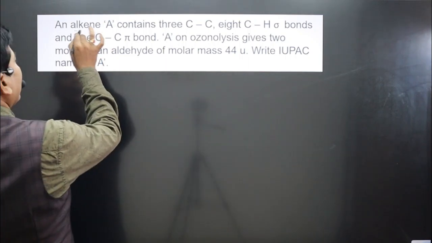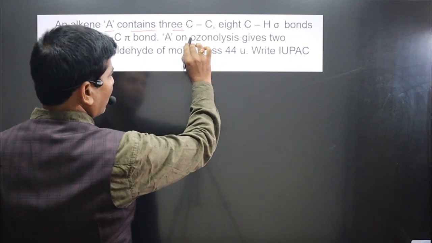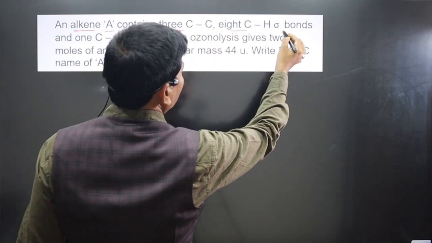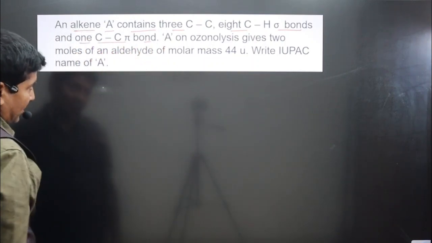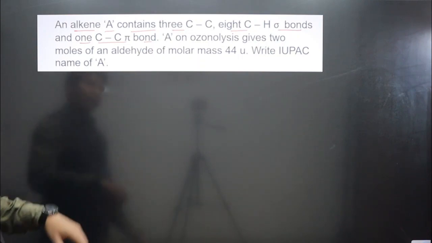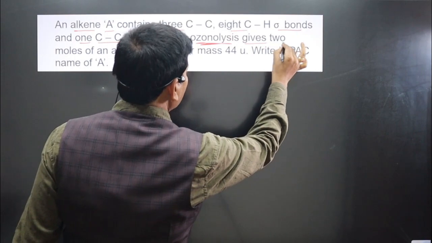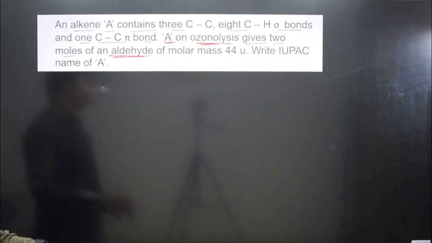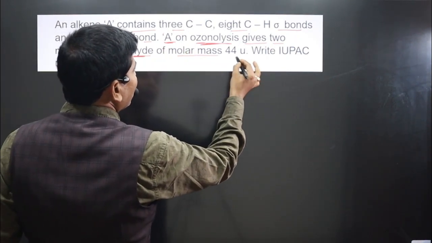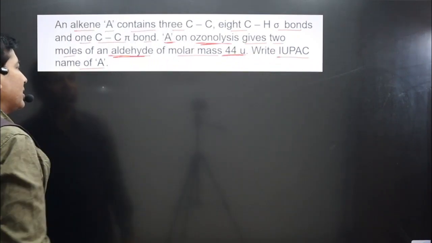The question says an alkene A contains 3 carbon-carbon single bonds, 8 carbon-hydrogen sigma bonds and 1 carbon-carbon pi bond. Now again it is talking about A. Reactant A on ozonolysis gives 2 moles of an aldehyde of molar mass 44 unit. Write the IUPAC name of reactant A.